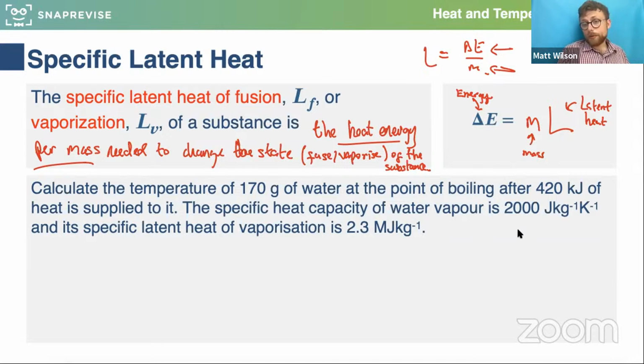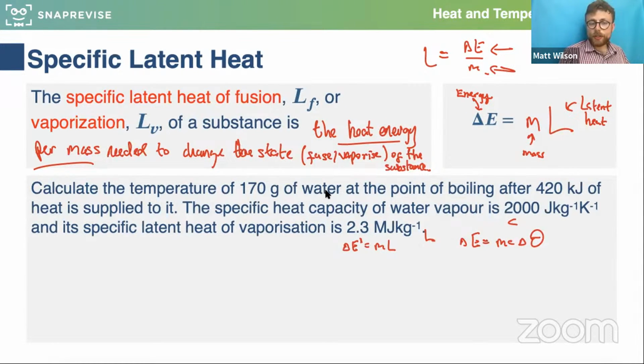Okay, so something interesting here is this has got to be a slightly more complicated question. Why? Because we've been told the specific heat capacity and we've been told the latent heat. So we're probably going to have to use this formula, change in energy equals mc delta theta, at some point. And we're also going to have to use this other formula, change in energy equals ml. Now, these might not necessarily be the same changes in energy.